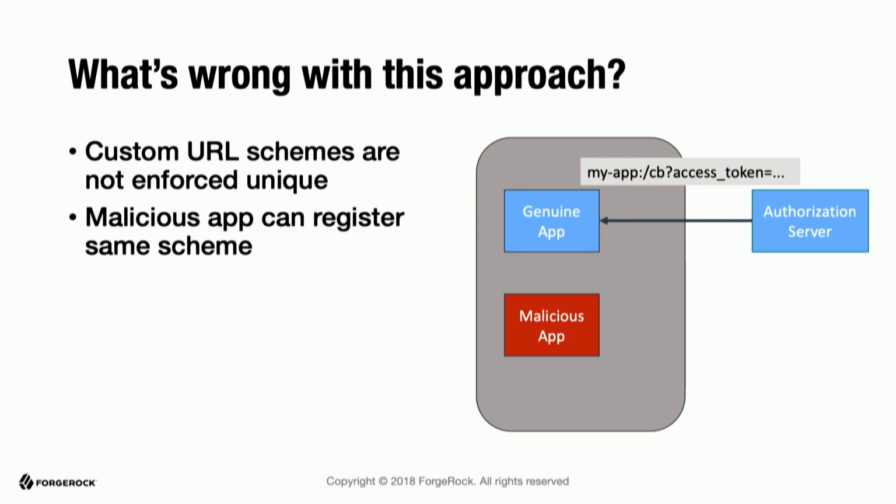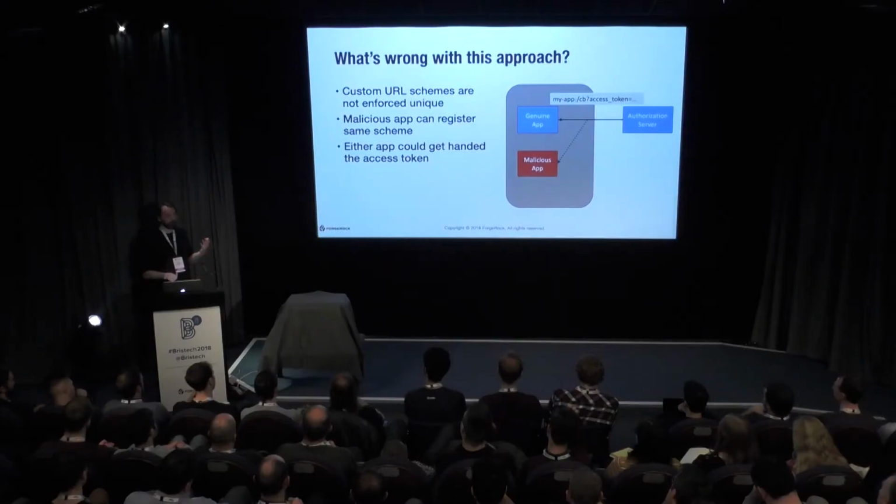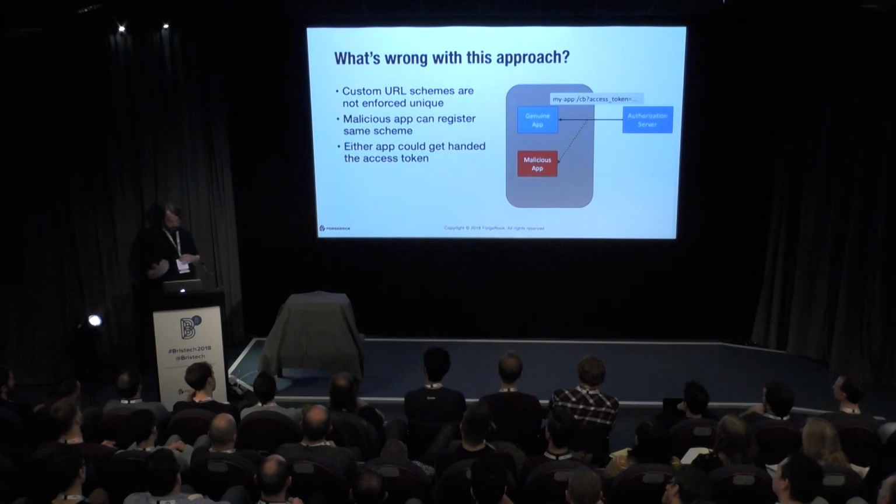That means a malicious app could potentially register your same URL scheme, and then they could get handed your access token. If they're the only app installed on that device handling that scheme, then they'll just get the callback straight away. It depends what happens if there's multiple apps. I think on Android you get a chooser, but the malicious app is going to make itself look as much like the genuine app as possible. So you may end up with your callback with your access token going to a different app and being used to do all kinds of nefarious things.